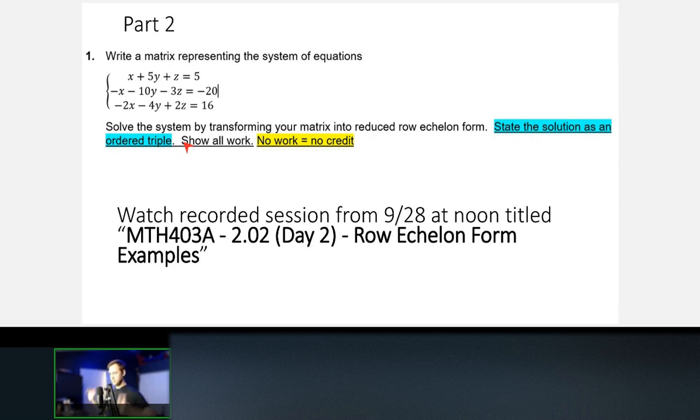So parentheses X, Y, Z, right? So make sure you have that in there. Show all work, no credits. I would suggest watching the recorded session from 9:28 at noon. I worked out one of these problems with a student in your class. And it's an hour-long session, so it goes very slow. You may want to watch it at like 1.5 speed or something. But we do work out one of these problems, and hopefully that helps. But you should also practice these problems in the modules, of course.